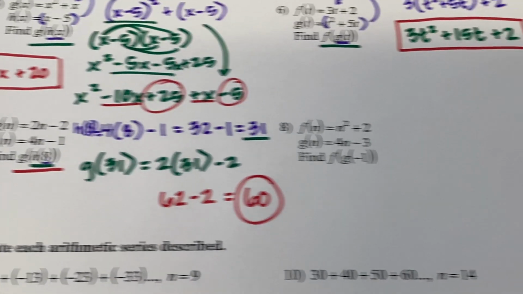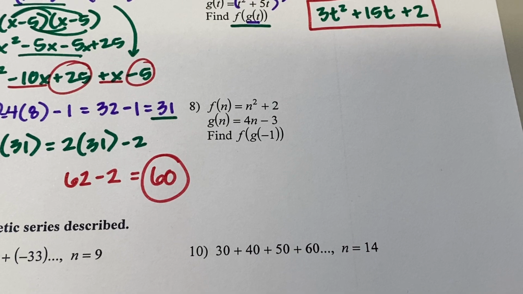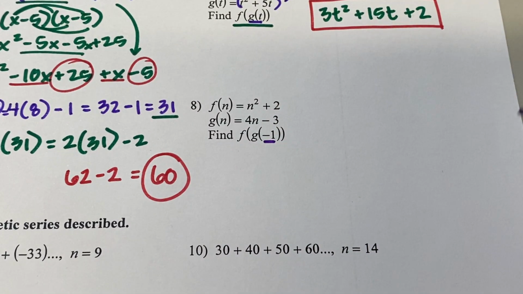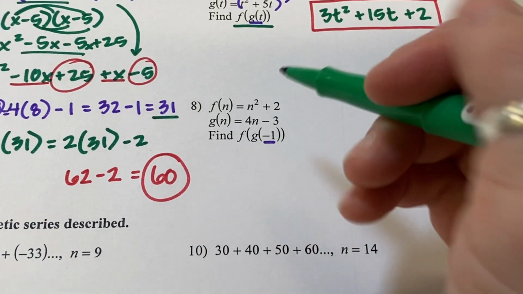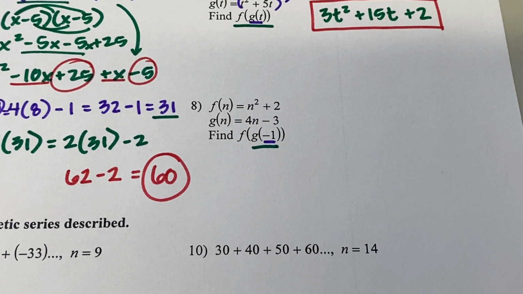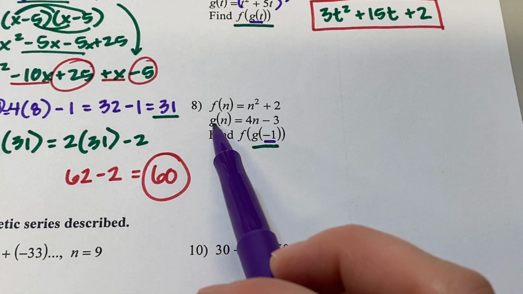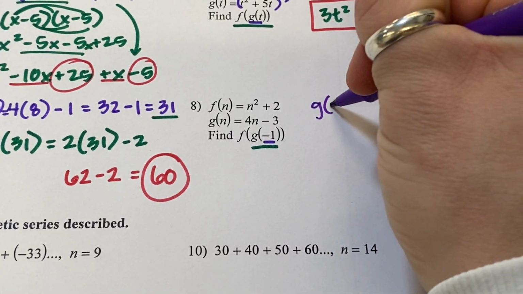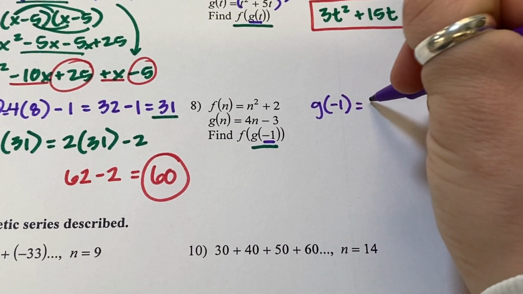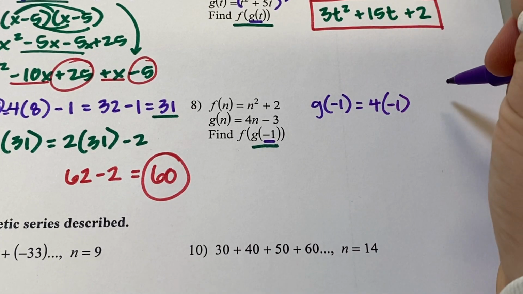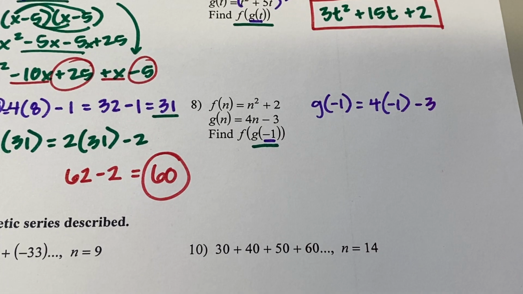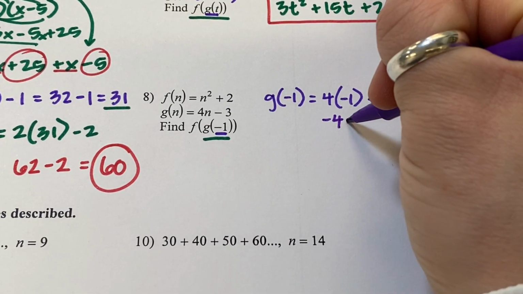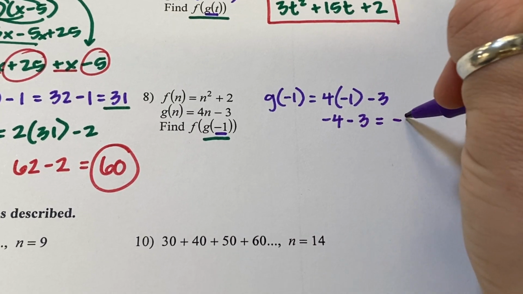Okay, let's try that again. Let's go to number 8. Again, work from the inside out. Okay, so we are taking -1 and we are plugging that -1 first into our g function. Just focusing on the g function, instead of 4 times n, this becomes g of -1. So 4 times -1 minus 3. Well, 4 times -1 is -4. -4 minus 3 more gives me -7.